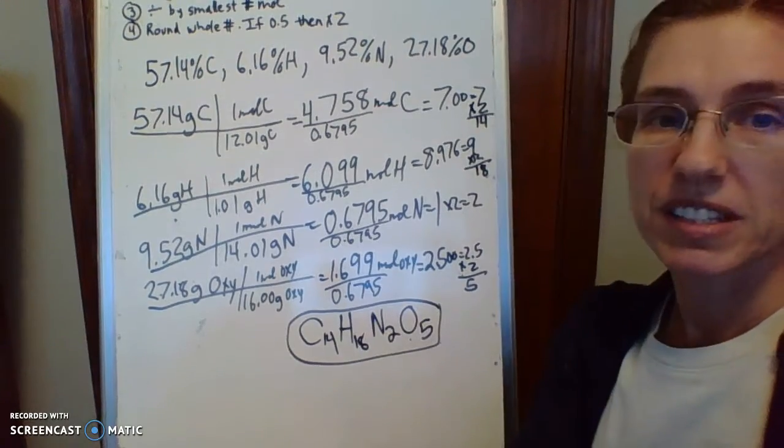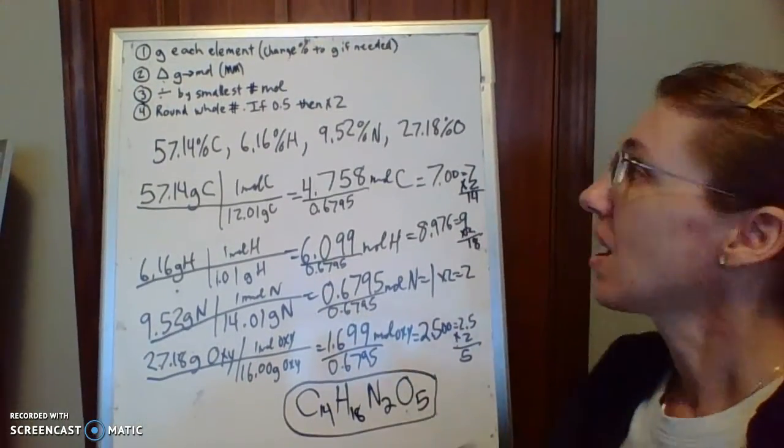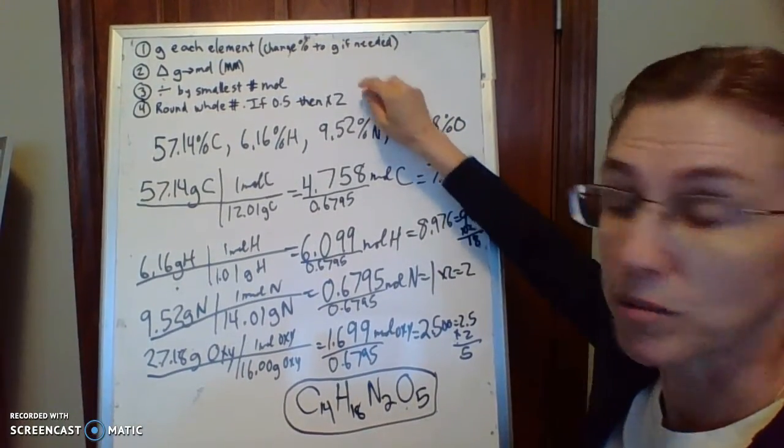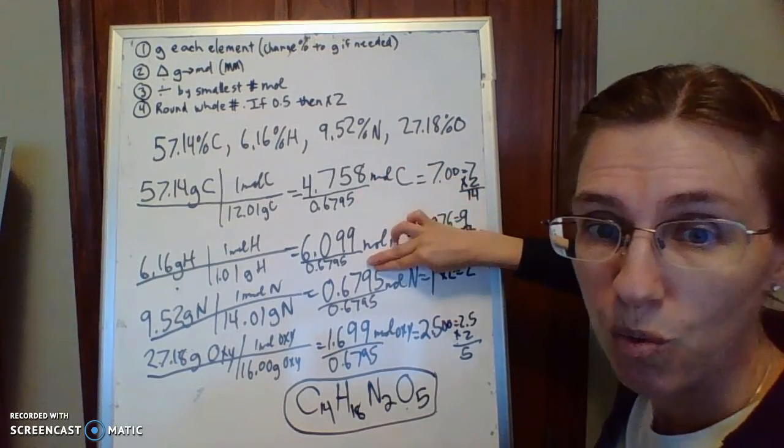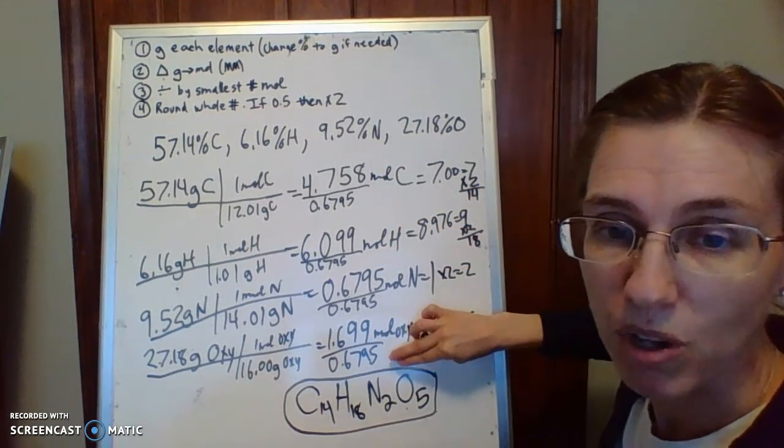So remember these steps and remember what they mean. Remember, if you're dividing through by the smallest one, you divide through every single one by that smallest number.